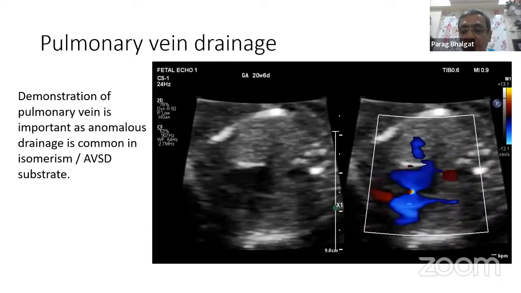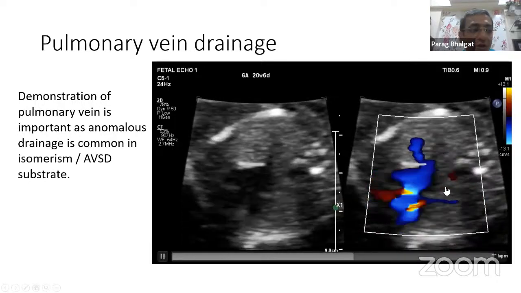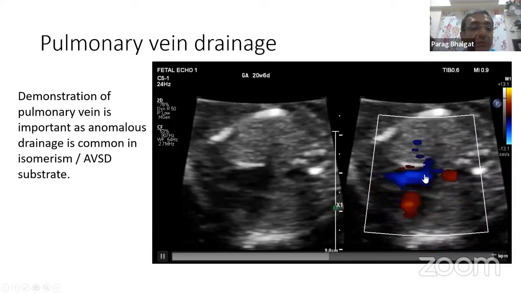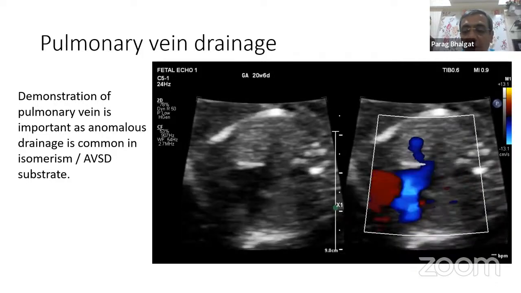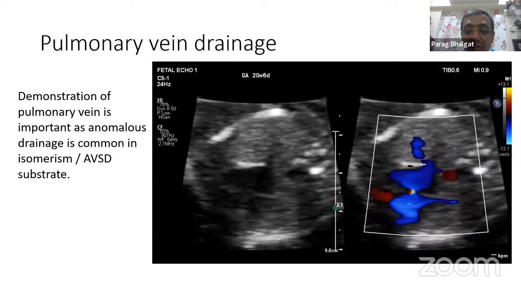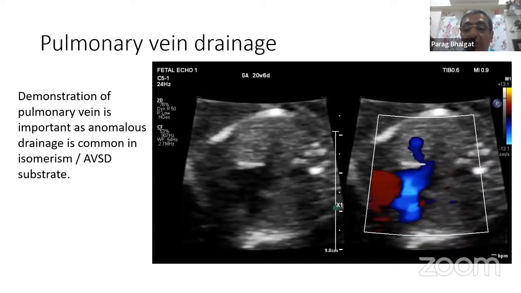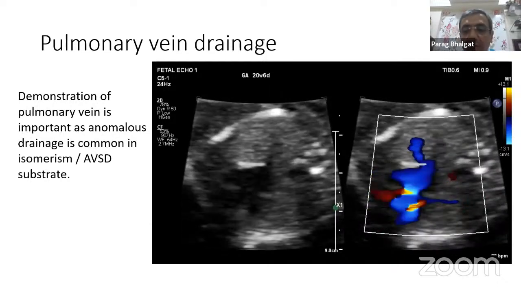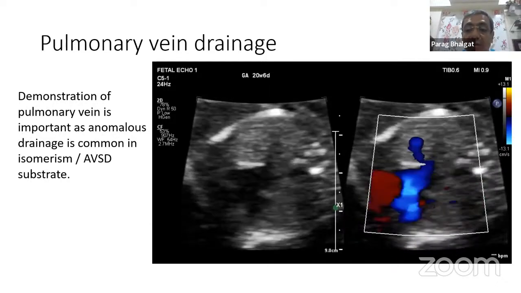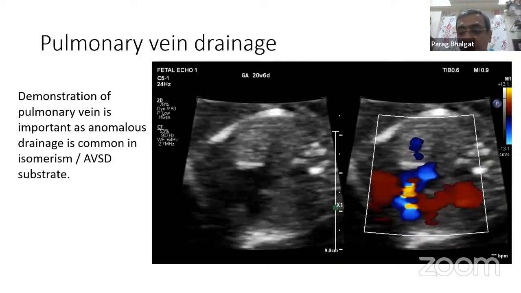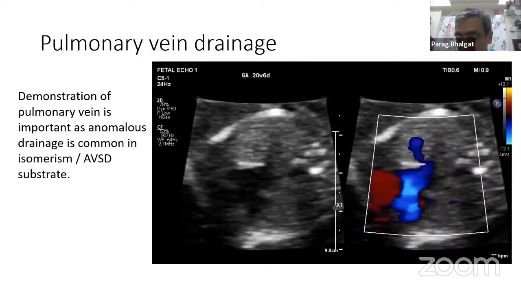Drainage of pulmonary veins. Again, it is important to show the drainage of pulmonary veins, because anomalous pulmonary venous drainage in the setting of AVSD points to the diagnosis of isomerism. We will cover it some other day. I have isomerism cases with supracardiac, cardiac, and even infradiaphragmatic TAPVC. We will discuss it at some other point.